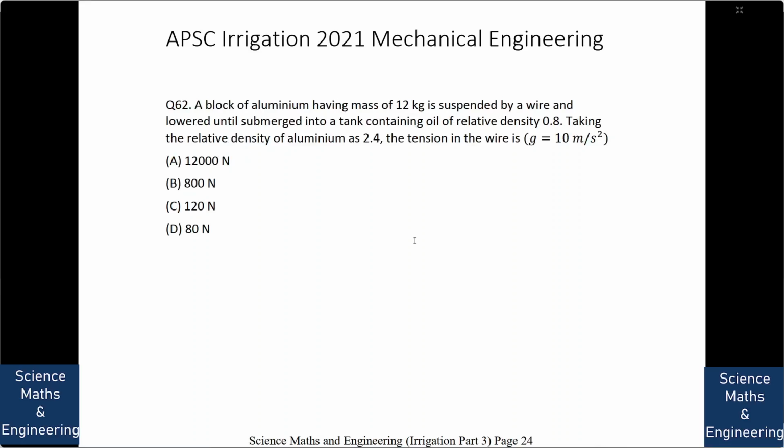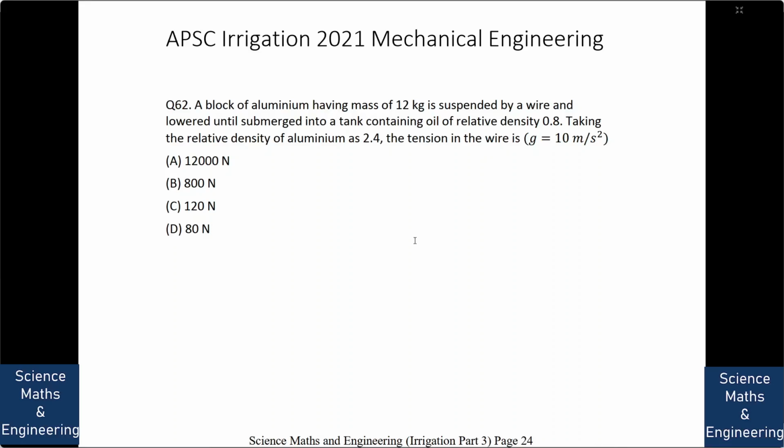A block of aluminium having mass of 12 kg is suspended by a wire and lowered until submerged into a tank containing oil of relative density 0.8. Taking the relative density of aluminium as 2.4, we need to determine the tension in the wire. We have given that g is equal to 10 meter per second square. So you can pause and calculate the answer.